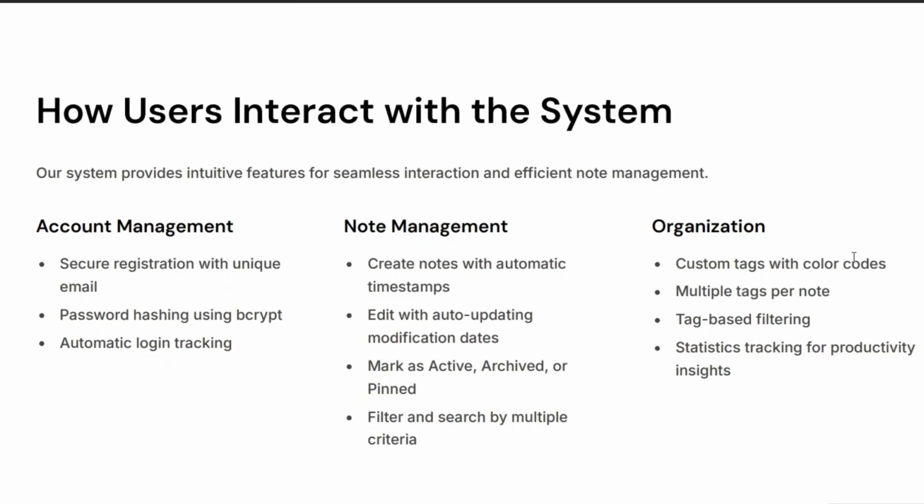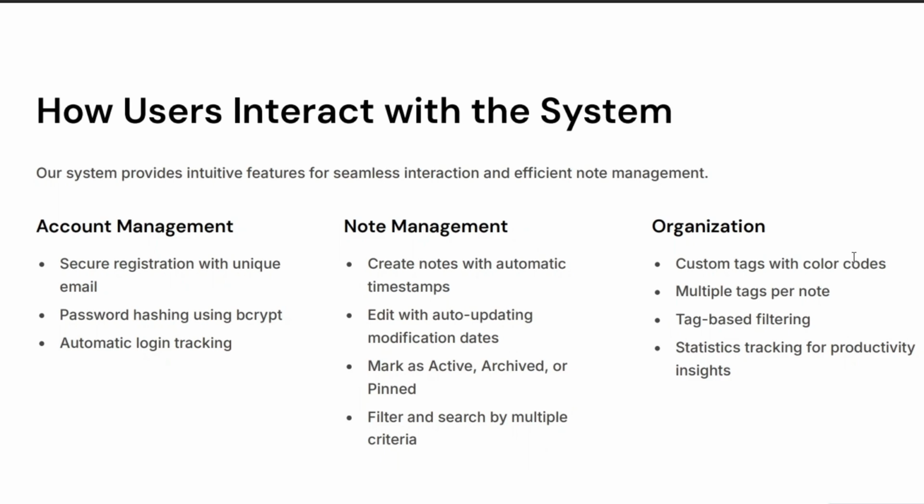When users create a note, the system automatically timestamps it with both creation and last modified dates. Users don't really have to think about tracking when they wrote something. They can also edit their notes at any time. The system automatically updates the last modified timestamp. Each note has a status that can be set to active, archived, or pinned. Active notes appear in the main dashboard view.